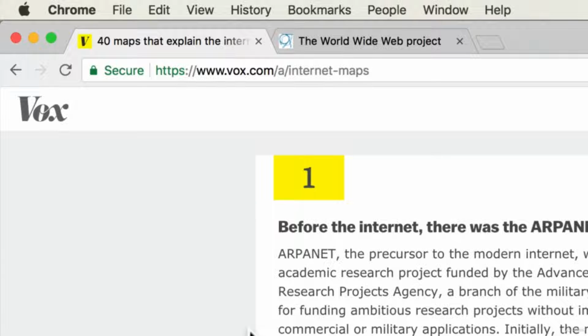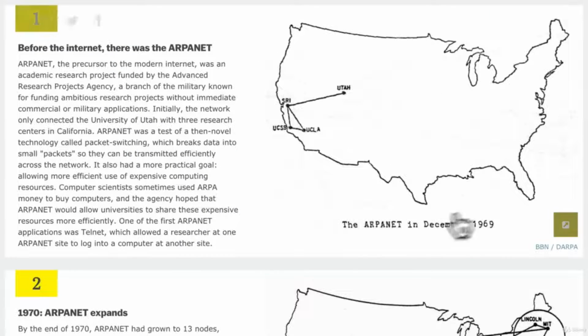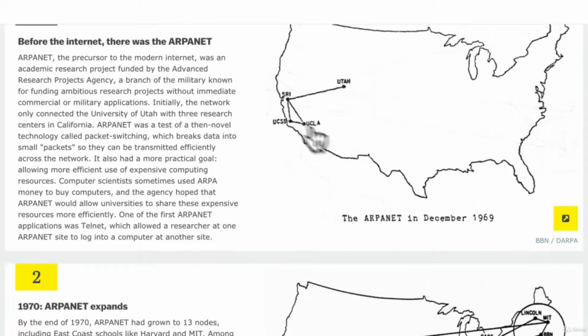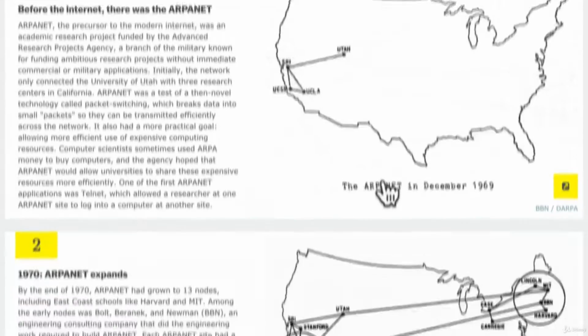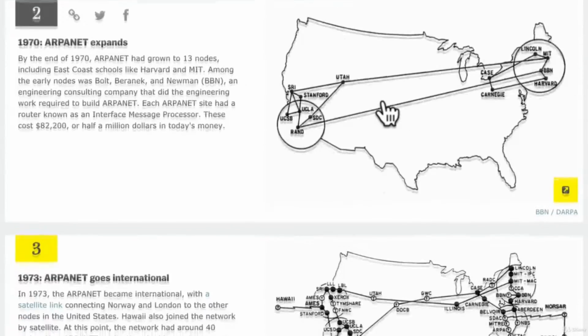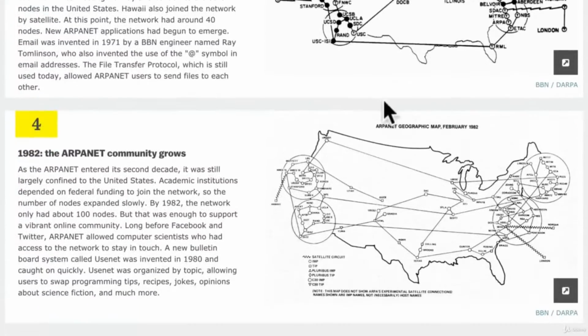It's really, really good if you kind of want to get a history lesson. But essentially, the internet started off with the ARPANET in 1969, basically a military project, and it was more of a test. It connected a few universities such as Utah, UCLA, and throughout the 70s, the 80s, it kept growing.